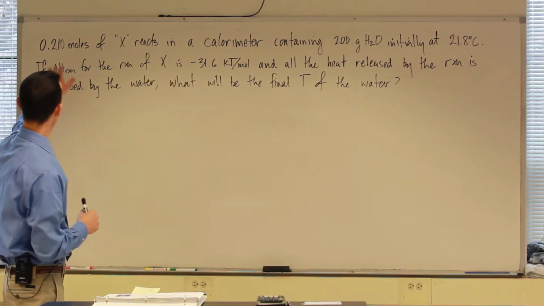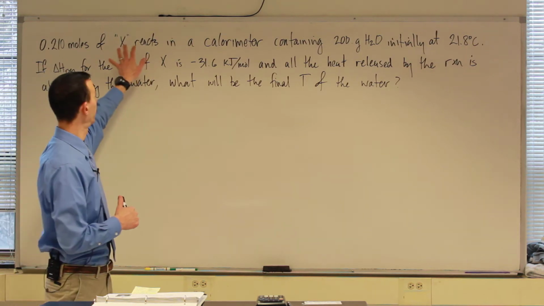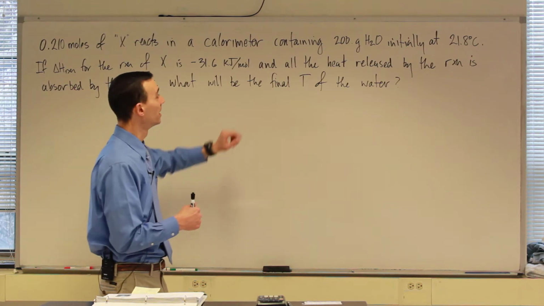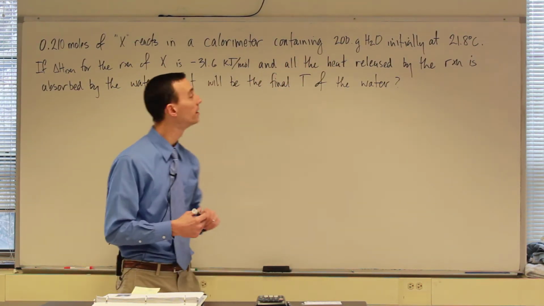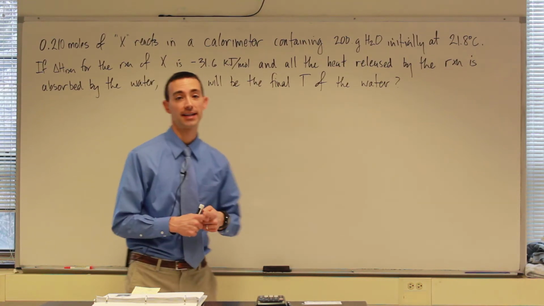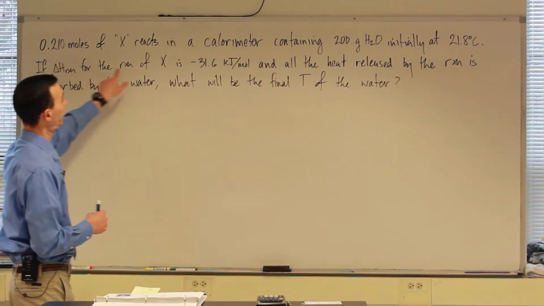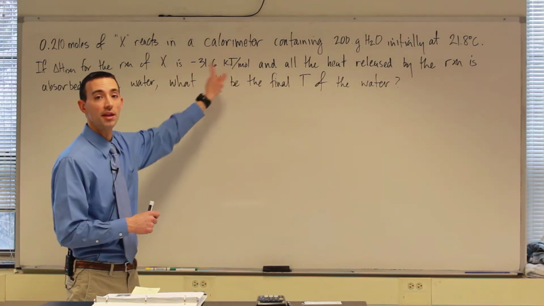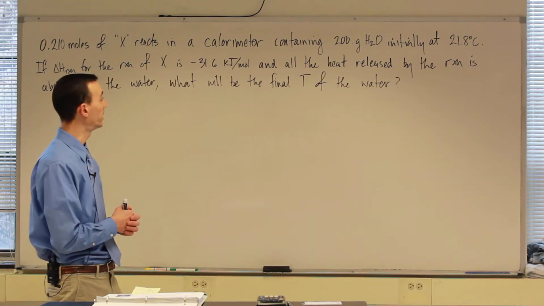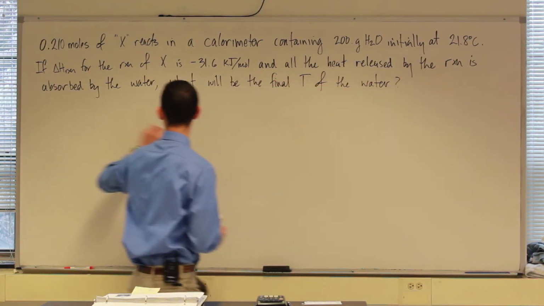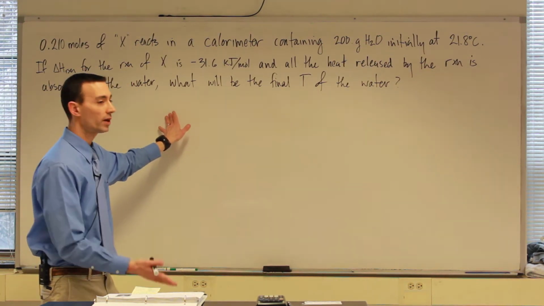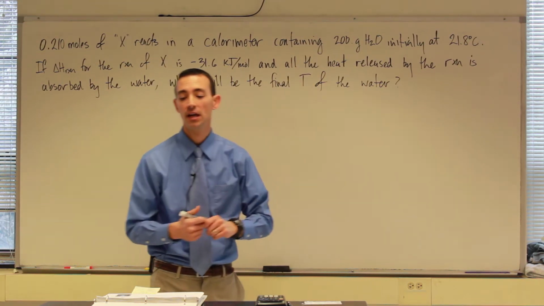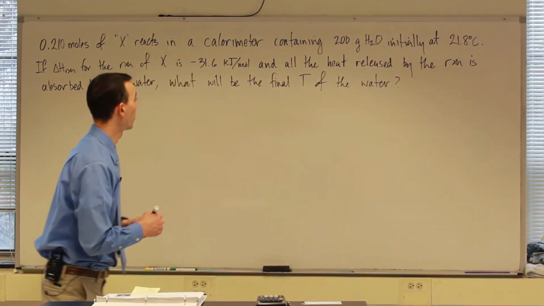So let's suppose that we added 0.21 moles of a chemical X, and it reacts in a calorimeter. That's important again, it's insulated. That contains 200 grams of water that's initially at 21.8 degrees Celsius. The reaction has an enthalpy change of negative 31.6 kilojoules per mole. That means it's going to release energy, right? All the heat released by the reaction is absorbed by the water. So what's going to be the final temperature of the water? We know it's going to rise from the 21.8. Let's figure out what the final temperature of that water would be.